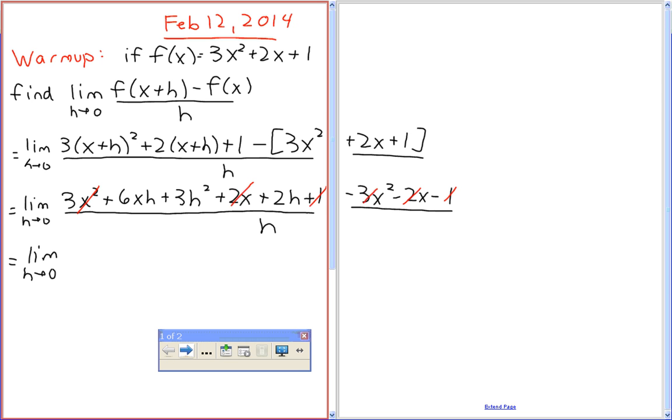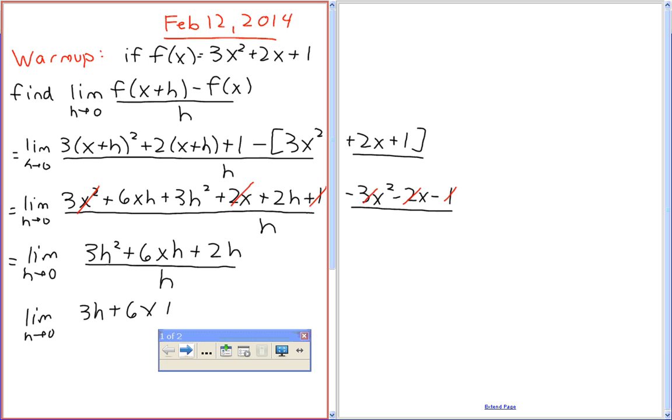So this turns into 3h squared plus 6xh plus 2h, is that right? Over h. Okay, Matt, why am I happy? Cancel the h's. So this turns to be the limit as h approaches 0 of 3h plus 6x plus 2. Okay. So what is the limit of this, Robert, as h approaches 0? 6x plus 3 times 0 plus 2. Good. So that's 6x plus 2.